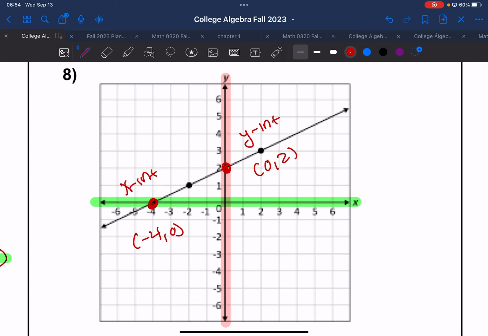Notice that in our intercepts, we always have a 0 in one of the values. Okay, we'll always have a 0 in one of the values. X-intercept will have that 0 in the y's. Y-intercept will have that 0 in the x's.